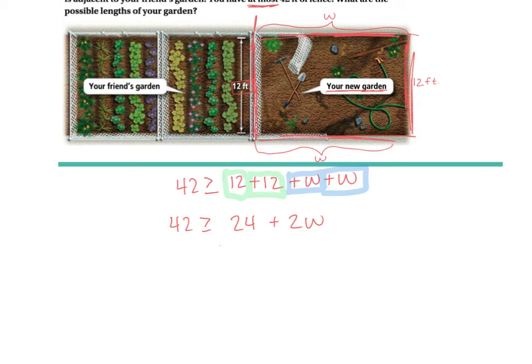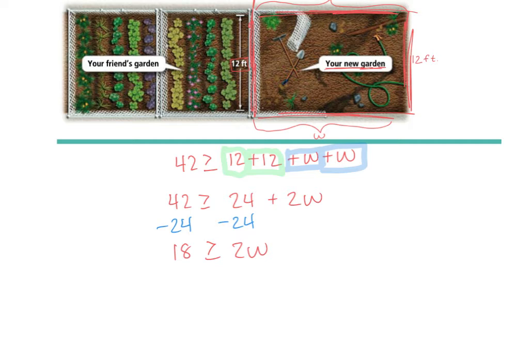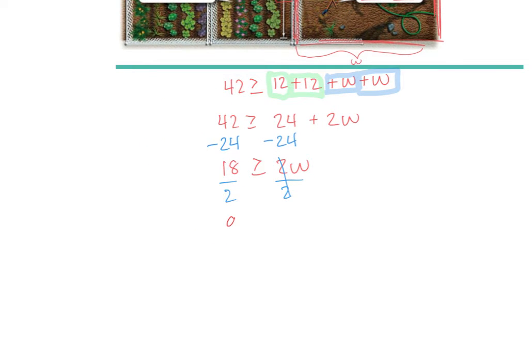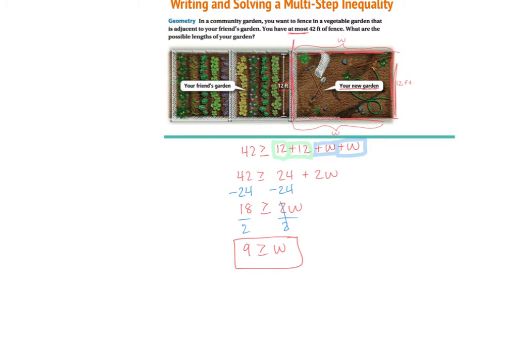Now all we have to do is subtract 24 from both sides, and we're going to get 18. 18 is greater than or equal to 2W. What do we do now? Remember, we want to get W by itself. There's that 2 there. How do we get rid of that 2? We have to divide by 2. And we are going to get 9 is greater than or equal to W. So W, our width, has to be less than or equal to 9.